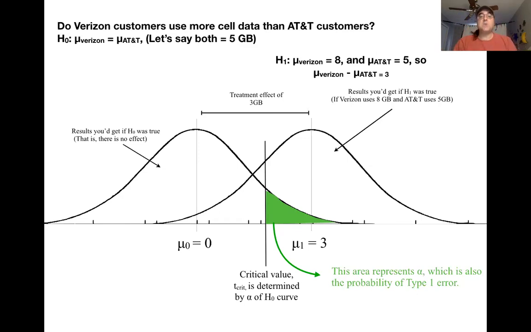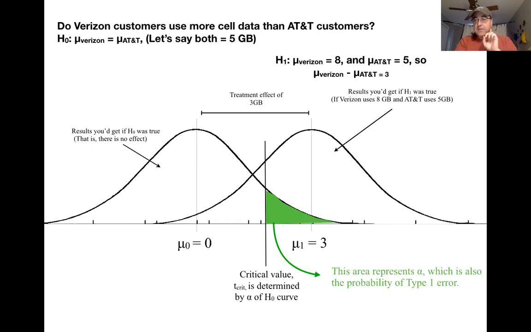All right, so hopefully we've got all that. We know the distribution of results you get if the null was true. We have a different distribution of results that we would expect if a particular alternative is true, and we know how much separates those two assumptions. In this case, it's 3 gigs. Now we're going to talk about how that critical value, which was determined by the null, affects how you decide about things that come from the alternative hypothesis curve.